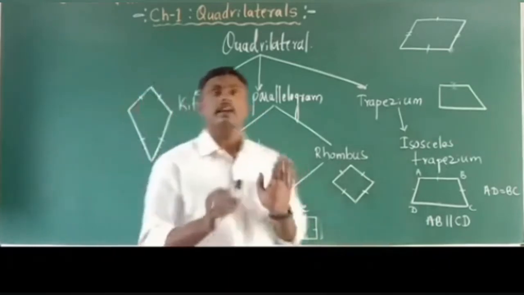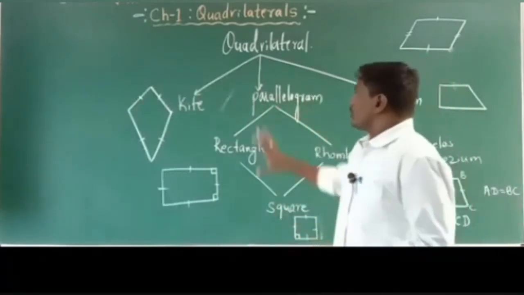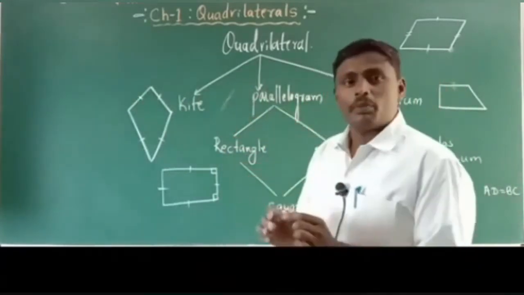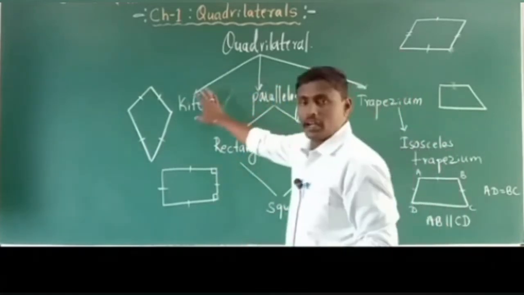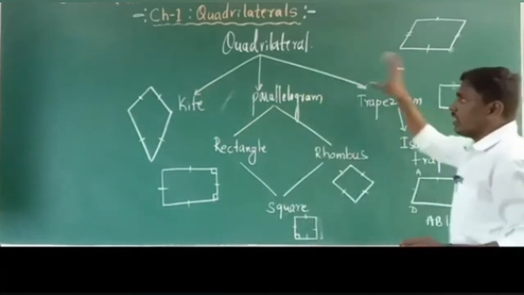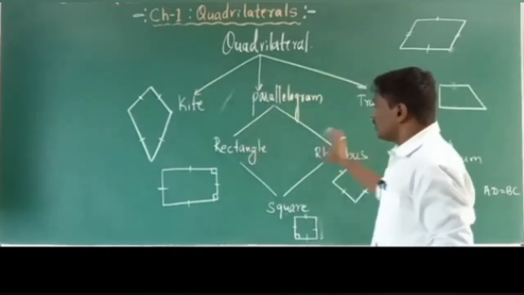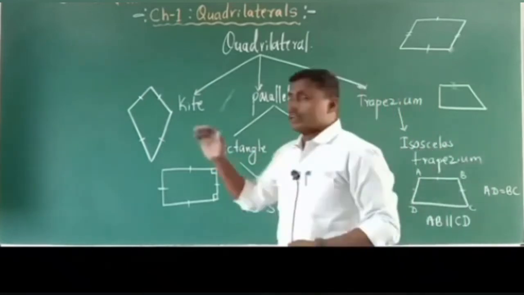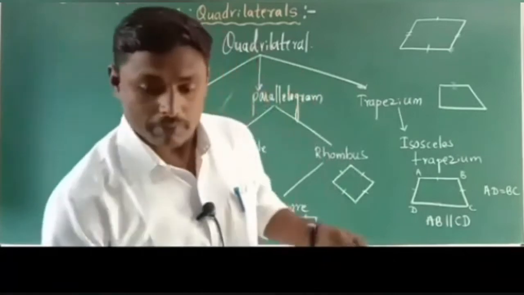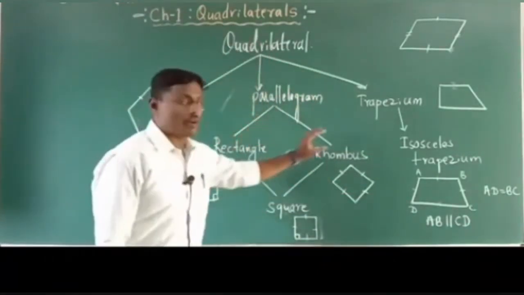So this is the basic classification, right? On the basis of some properties, we classify the quadrilateral as a parallelogram, kite, trapezium. Again, that parallelogram is classified as a rectangle and rhombus. These two together are nothing but a square. Okay. In the next classes, we will discuss more of the properties of individual quadrilaterals.